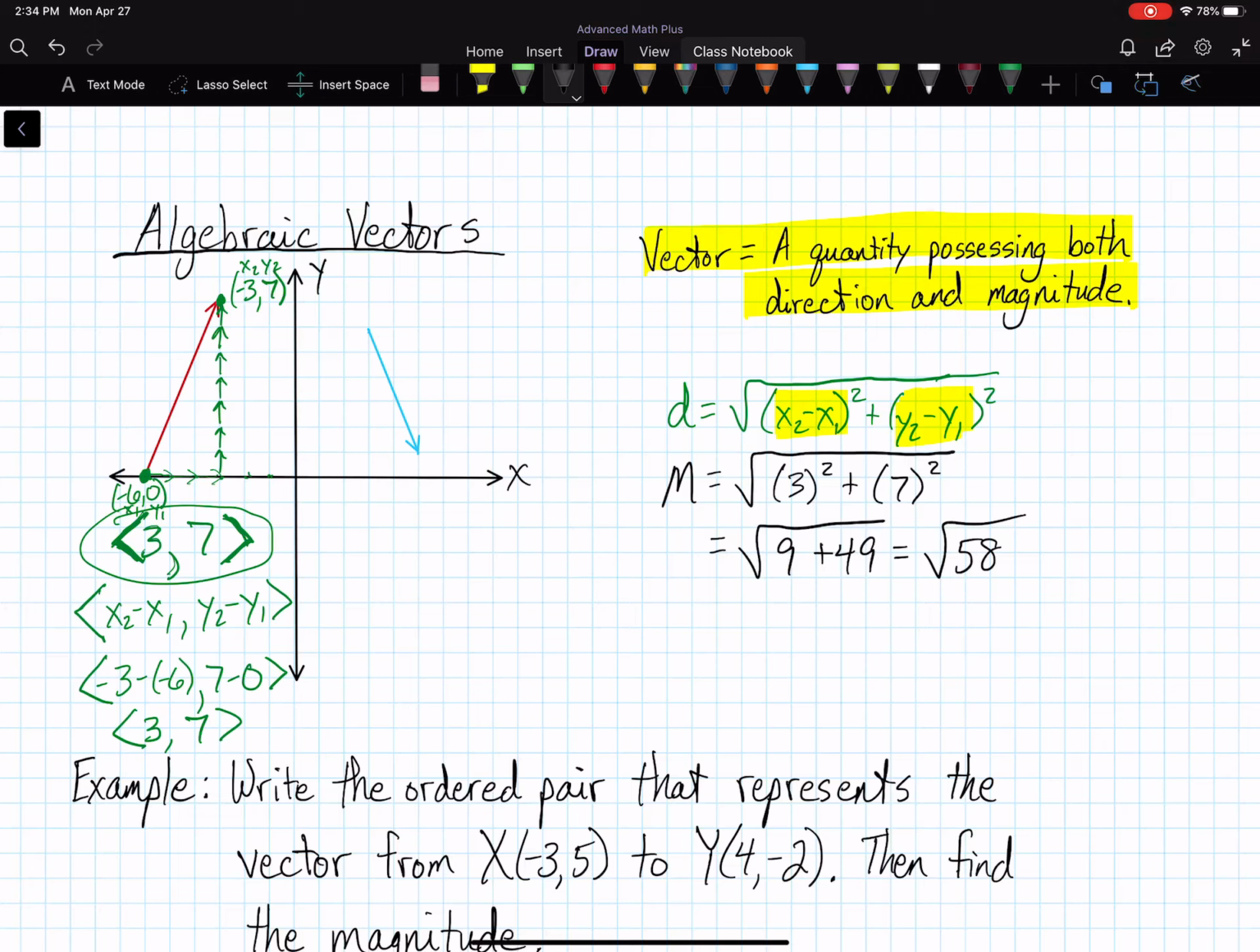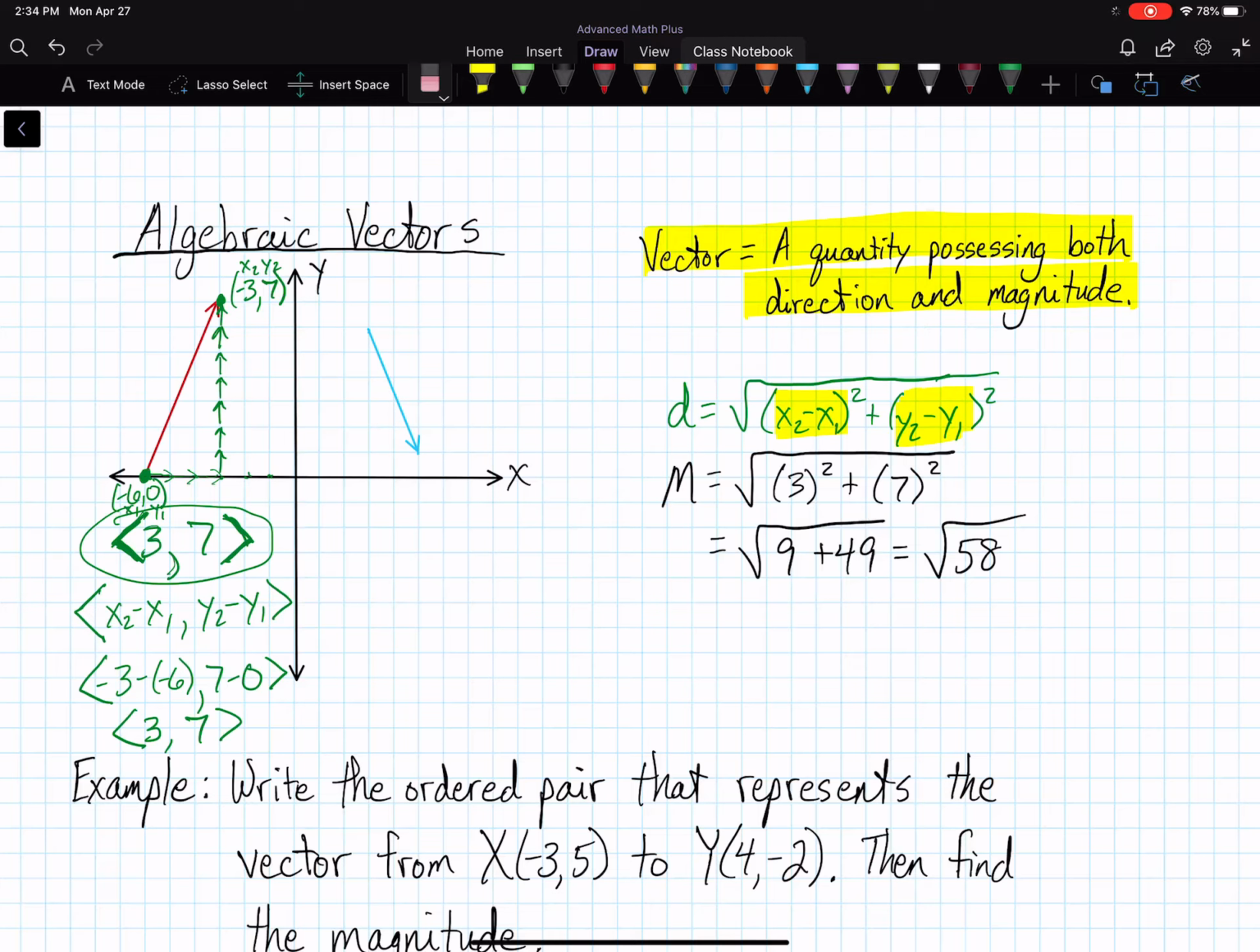Now understand, there can be multiple <3, 7>s. Okay, so let's say I wanted to start my vector here. Well, I would just go right 1, 2, 3 and up 1, 2, 3, 4, 5, 6, 7 and draw my vector there. And those two vectors are equal. They have the same direction, they have the same magnitude. Okay?